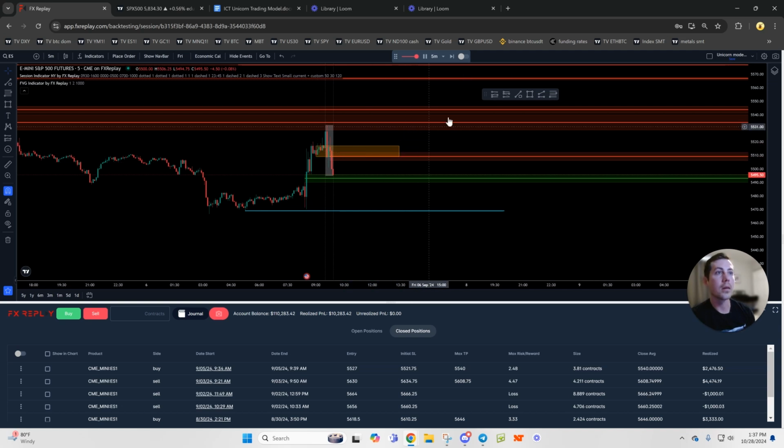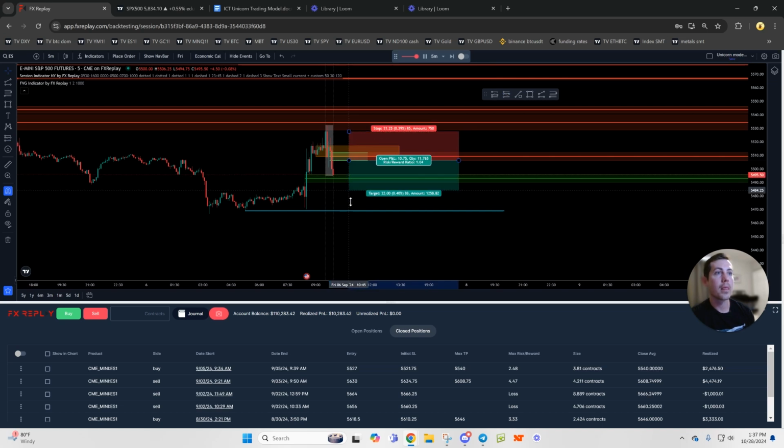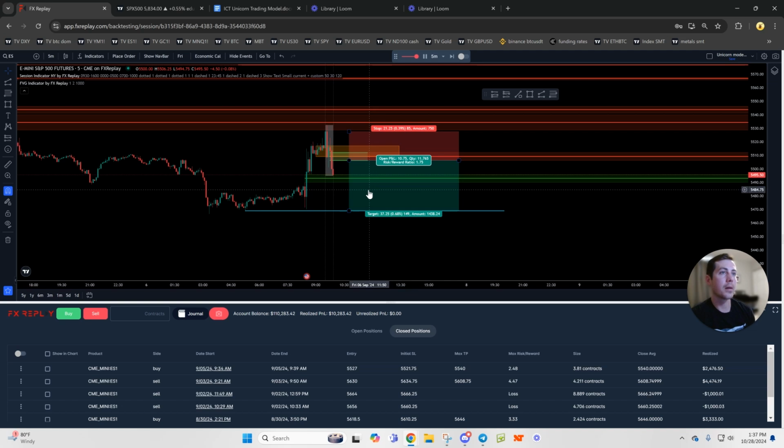Right here, and we have an overlapping fair value gap right here. So let's see if we get a retest for continuation to our draw on liquidity. So this would be a 1.7. It's not bad. We've had some bigger ones before, so I think I'd be happy to take this one.